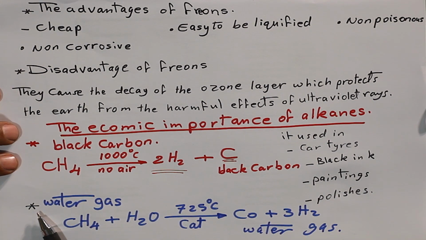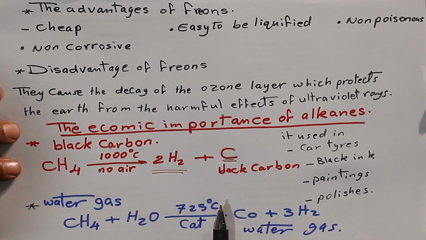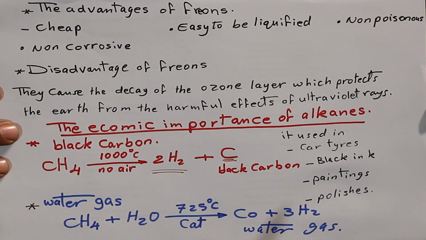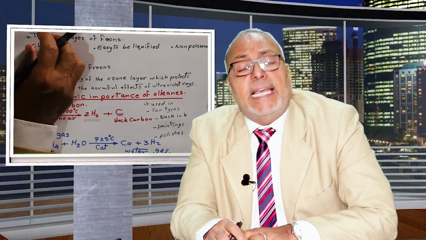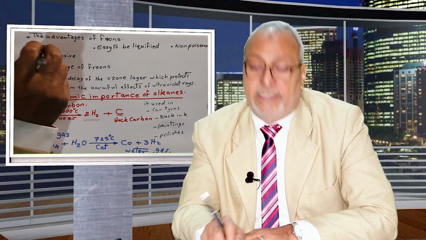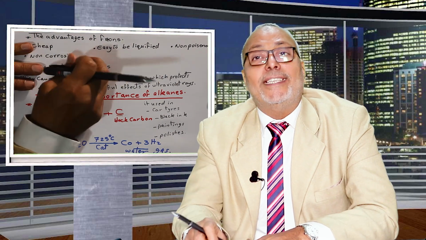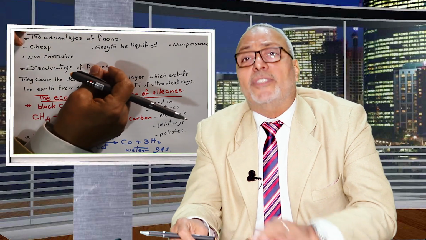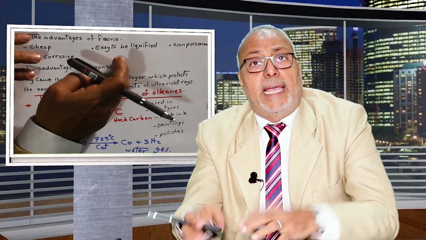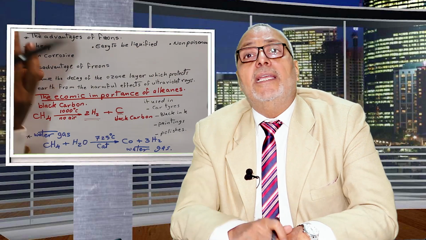Number 2, from the economic importance, water gas. If we pass water vapor over methane at 725 degrees in presence of a catalyst, it will produce a mixture of carbon monoxide and hydrogen, CO plus 3H2. This equation we studied before in chapter 1. It produces water gas, which is used as a reducing agent in metal furnaces. Alkanes are one of the subjects which are easy to study, and we can repeat it several times to make it more and more easy.